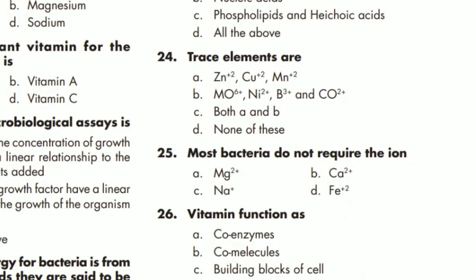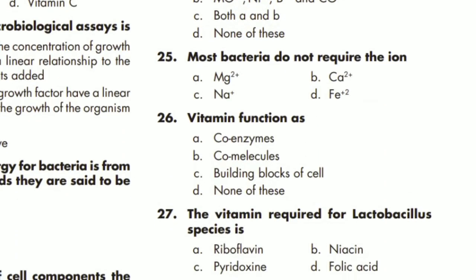Then MCQ 16 says the most important vitamins for the growth of bacteria. Obviously vitamin B complex is the most important vitamin for bacterial growth. The 17th MCQ says that the principle in microbiological assay is what? It is actually the concentration of the growth factor having a linear relationship with the growth of the organism. So we can say that B is the correct option.